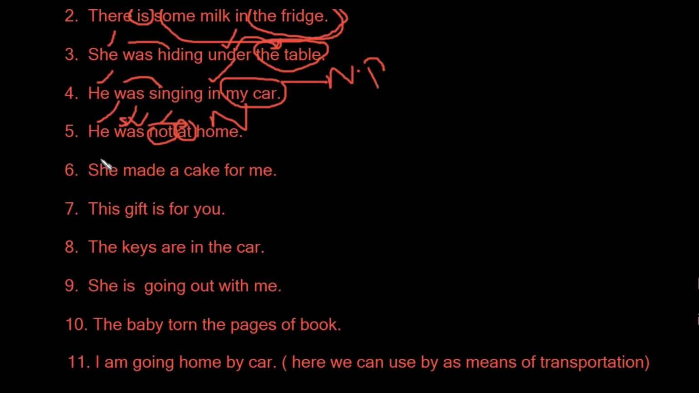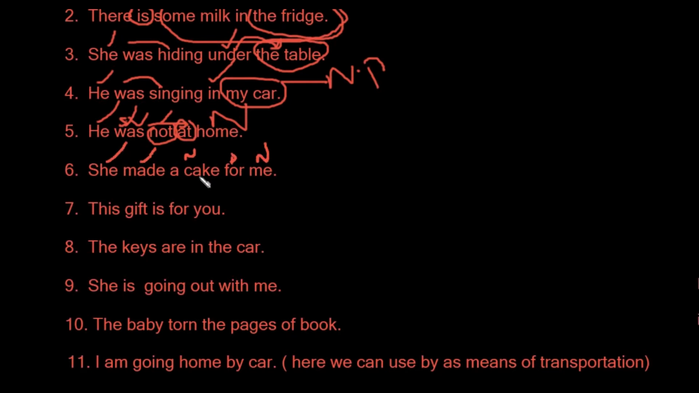Okay, another sentence we have: she made a cake for me. She is the subject, made is the main verb, a cake is a noun. For is a preposition, and me is also a noun. But remember, we have two objects in this sentence. The first one is a cake, and the second one is me.